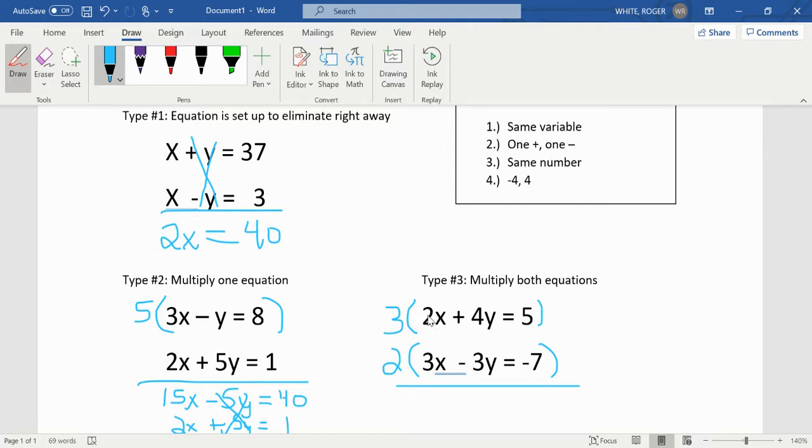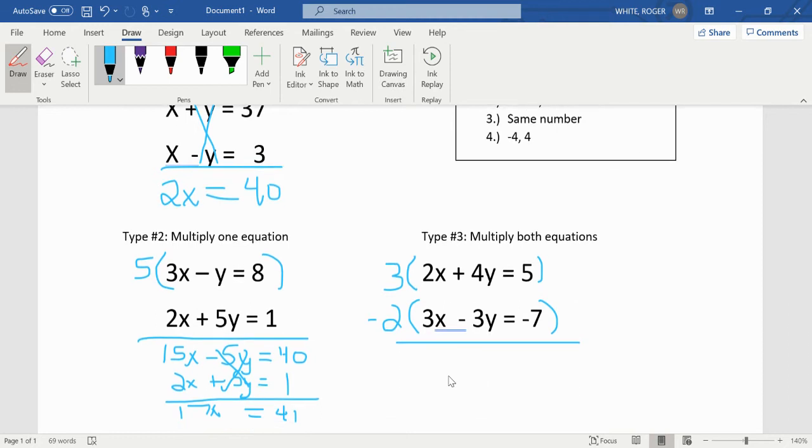So in this case, because the coefficients in the original are both positive, one of them needs to be considered a negative. So you can choose in this case which one is negative. I'm just going to choose the bottom. So what we have in this case then is we have 6x for the top equation plus 12y is equal to 15. On the bottom equation, we have minus 6x, we have a positive 6y, and we have a positive 14. Okay, and by doing so, we would eliminate the x.